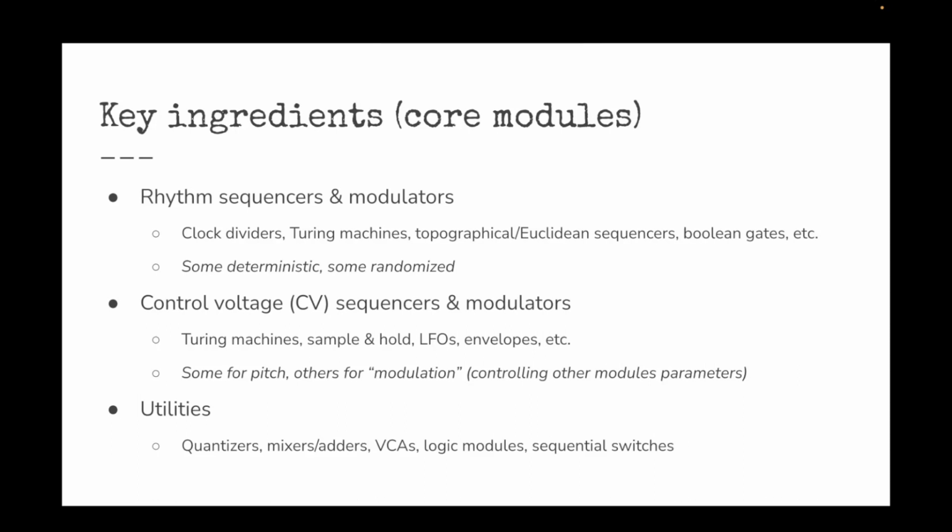It has to do with timing. And then control voltage can be a continuous voltage, and you can use that for multiple things. One thing you can use it for is to control pitch. Eurorack modular synthesizers use a 1 volt per octave standard. So for every volt it goes up, the pitch of your oscillators will go up 1 octave.